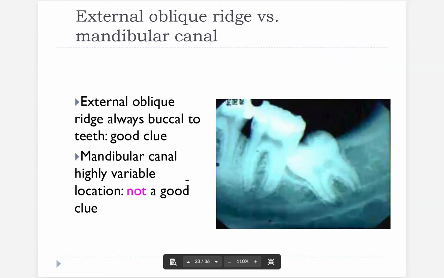The external oblique ridge always is buccal to the teeth, and so that's the clue that we're going to look for. It's always, always, always buccal. And we've talked about that. We can even look at it on a skull, and we can see that the external oblique ridge is on the front of the mandible, and our internal oblique ridge is on the lingual, or it's also called the mylohyoid line. Mandibular canal is variable. It just sits inside of the mandible. So we don't know, maybe some people it's more buccal, some people it's more lingual, but we can't use that as a guide because it's too variable. We don't know where it is.